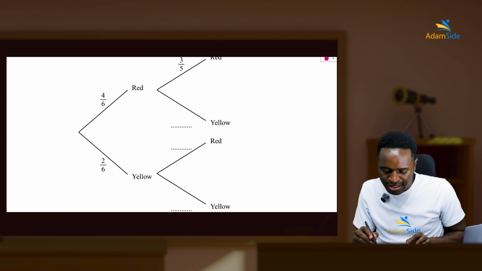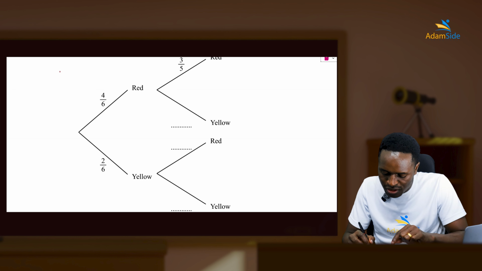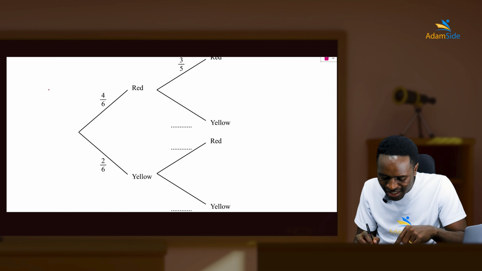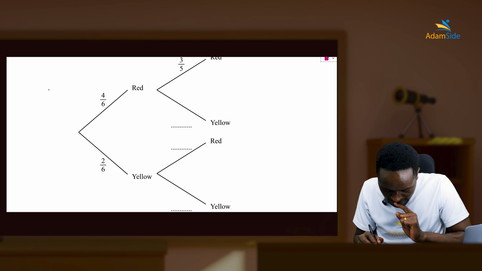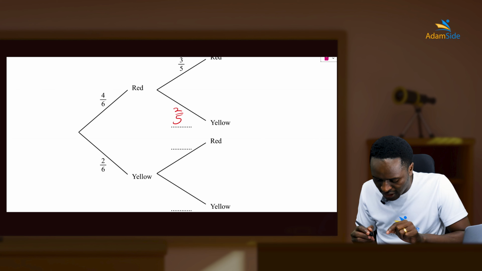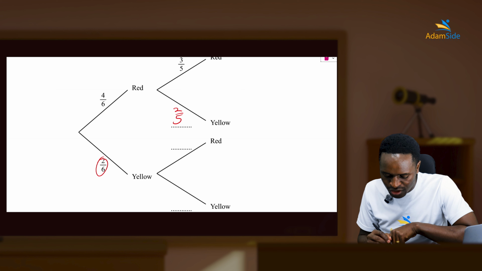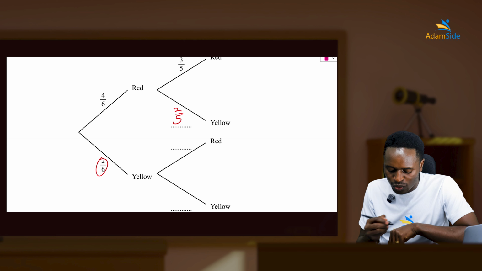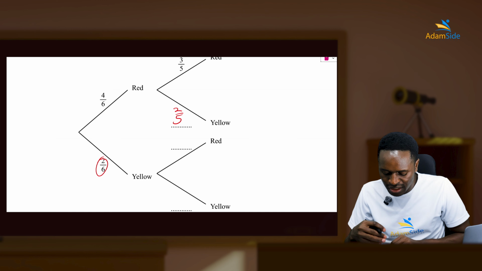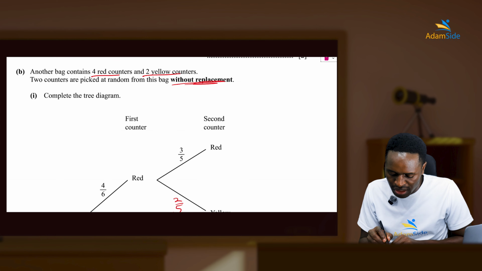So here we assume that the red was picked, 3 out of 5, but yellow will still remain the same. Yellow will be 2 out of 5. Then if yellow has been picked, because we assume that the total was from the bag, there were 3 yellow. If you go back on top, there were how many yellows? We had 2 yellow, and another bag contained 4 red counters.